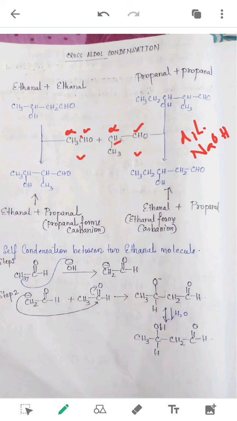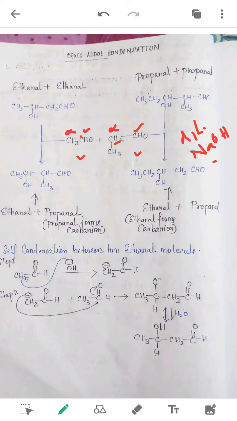What happens when there is an alpha hydrogen present? What is the necessity of it? The base we are using is dilute NaOH, and OH minus is going to abstract that alpha hydrogen in the first step, forming a carbanion, and that carbanion is going to attack another molecule of aldehyde. So when ethanal and propanal are present in a reaction vessel, we can get a mixture of four products, which will be of less use in synthesis, but still we have to learn about that.